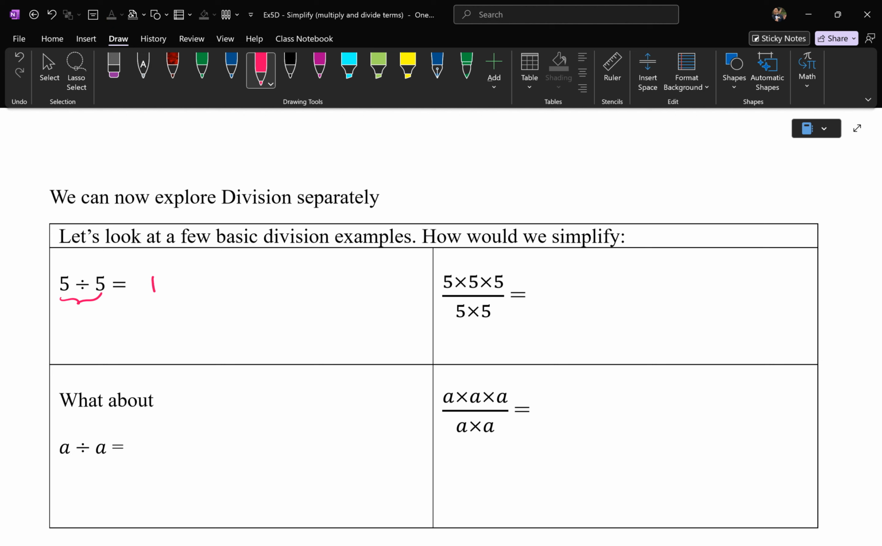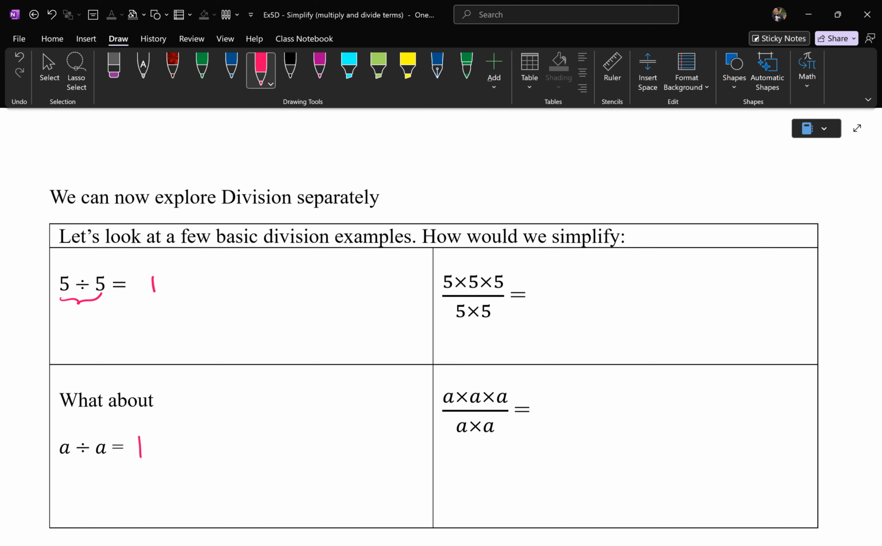1. A lot of students think 0. And I'll tell you why students think 0 after this. So that means if 5 divided by 5 is 1, then a divided by a must equal to? What's a divided by a? 1 as well. We just don't know what that number is.